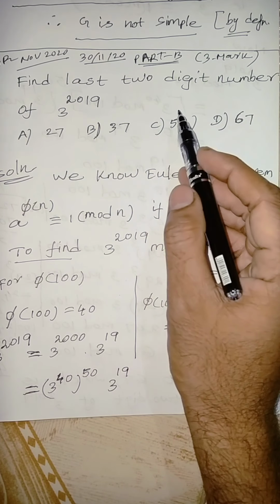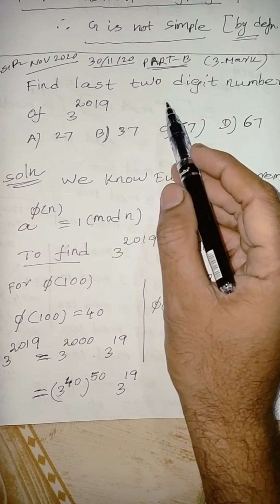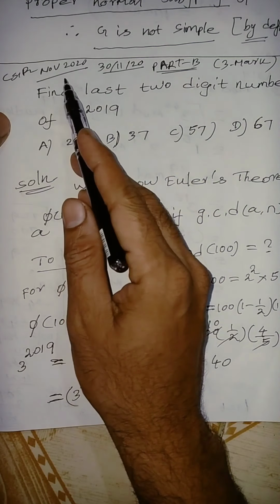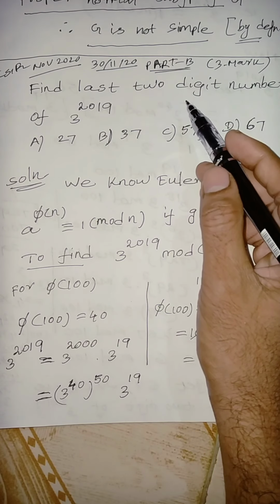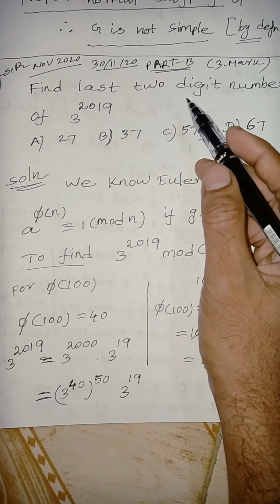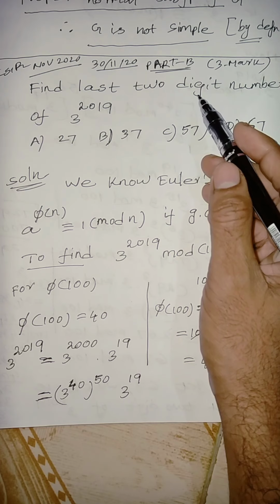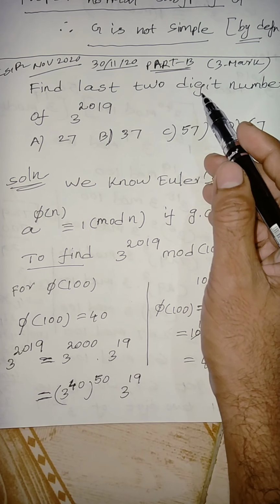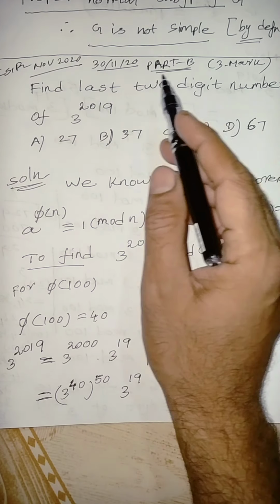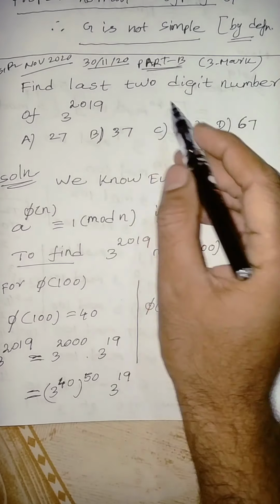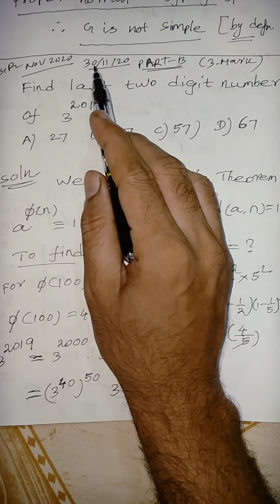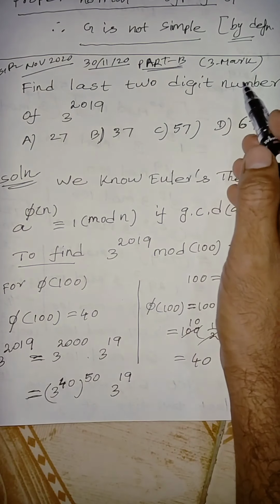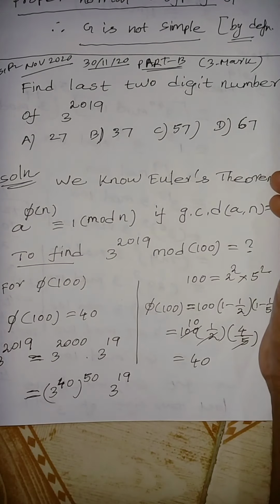In the last three videos we have seen the November 2020 CSIR question paper. Already we have discussed three problems: two from Part C and one from Part B. Now the Part B, a very easy question. This question was asked very recently, on 30/11/2020, in Tamil Nadu and Pondicherry.